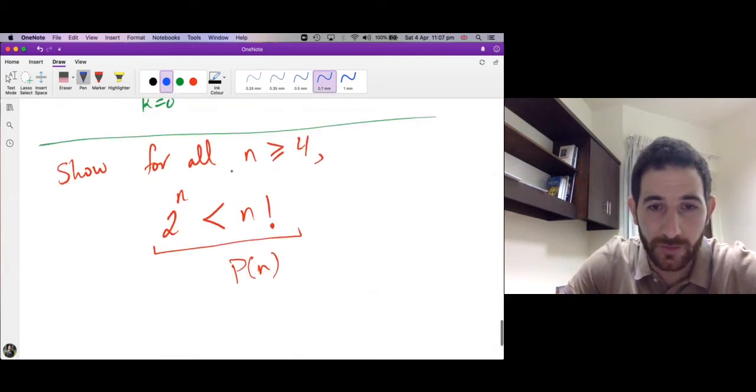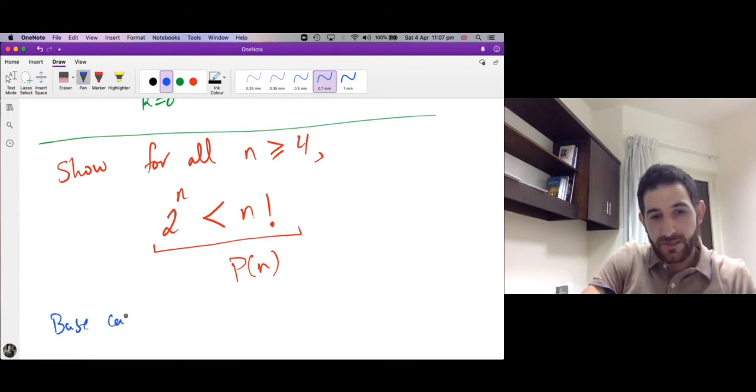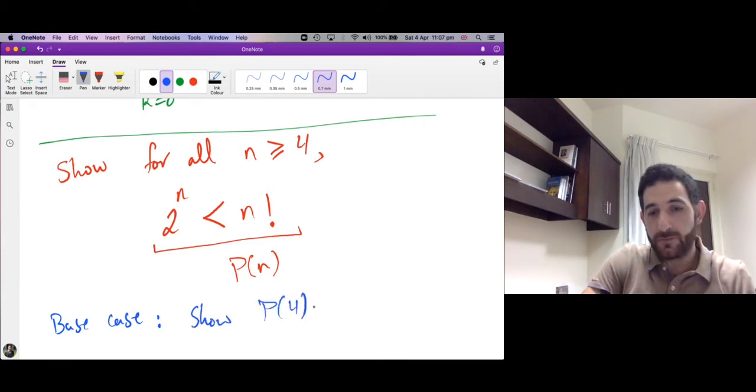So again, we want to show this by induction. So, base case. The base case is to show that the property holds for the first number. And what is the first number here? It is n equal to 4. So show that P of 4 is true.